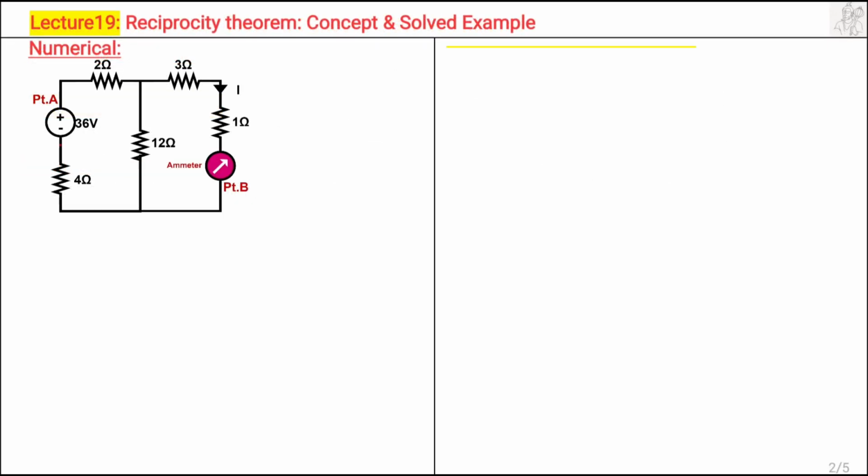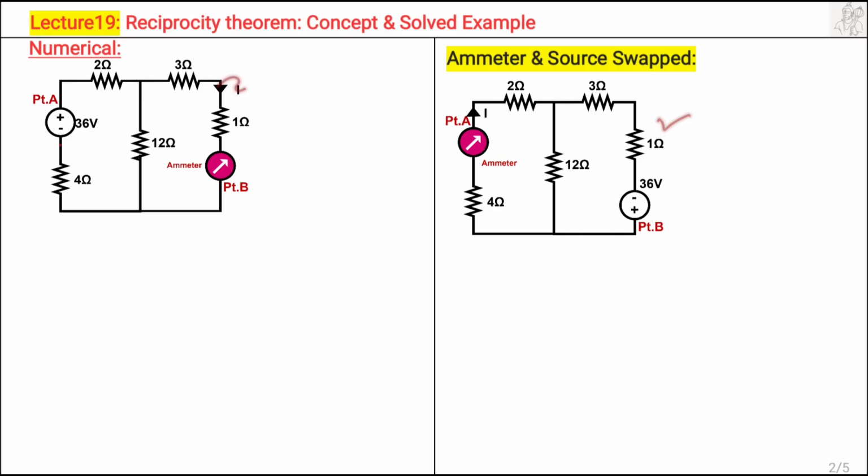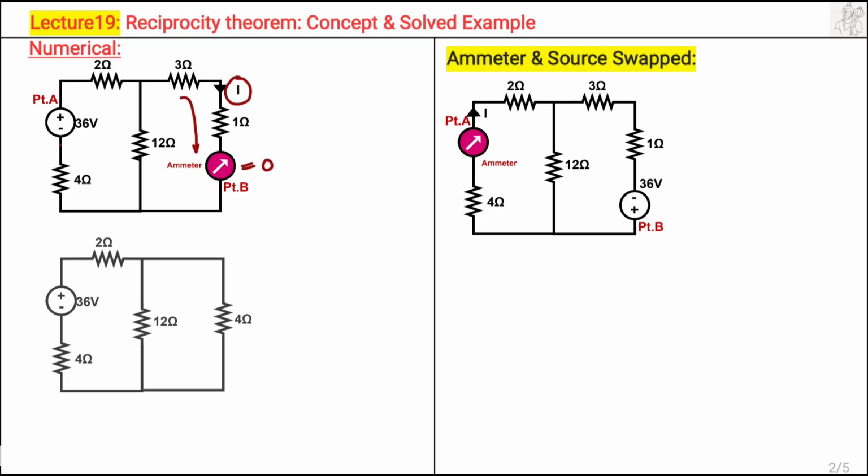Let's solve this numerical to verify reciprocity theorem. So in this, we have swapped the voltage source with ammeter and ammeter with voltage source like in this, and we have now two circuits. So if the value of this current comes out to be same as that of this current, then the reciprocity theorem is proved. So let's find out the value of this current I. Now these three elements are in series and we know that ammeter's internal resistance is 0. So the net resistance is 3 plus 1, that is 4 ohms.